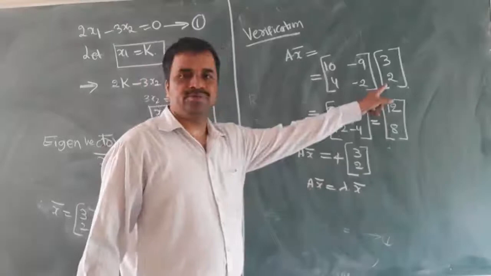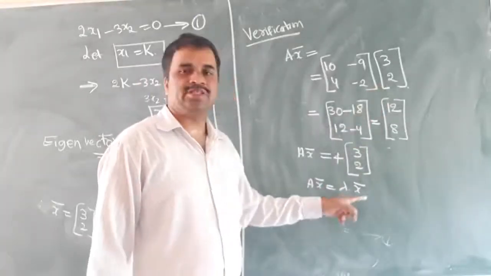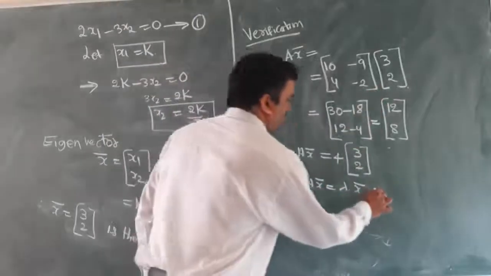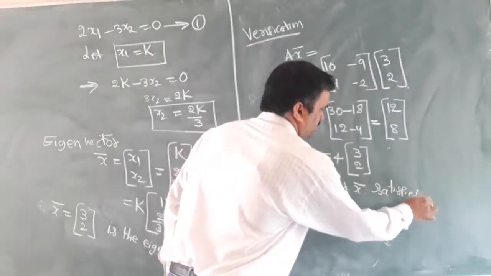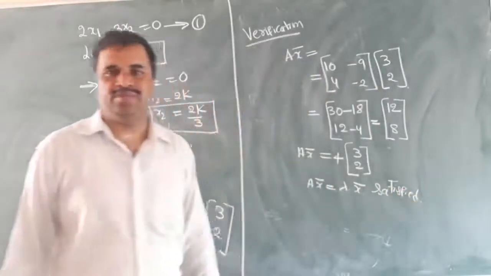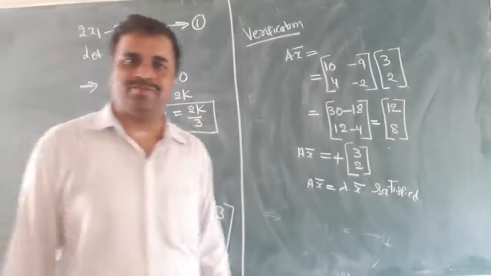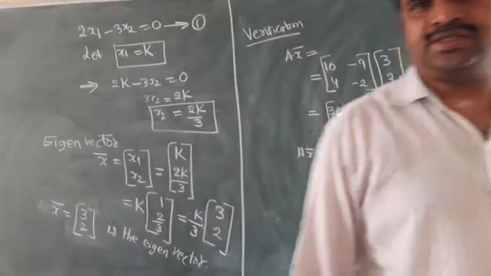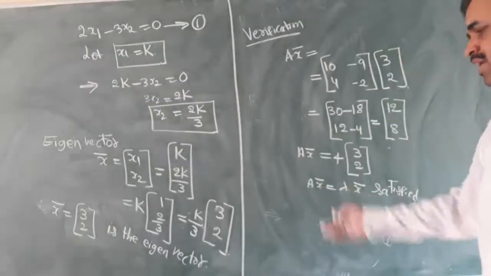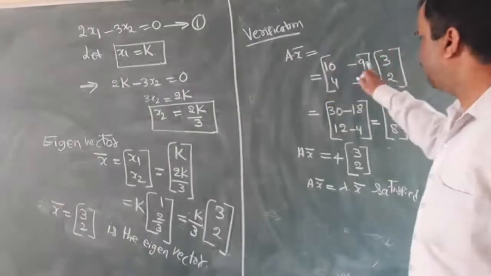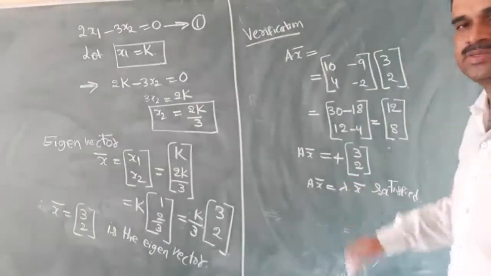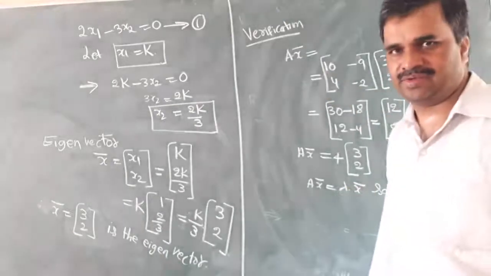X bar is 3. So we got Ax bar equal to lambda x bar satisfied. So the vector which we got is correct. That's all. We can verify like this also, because we know that an eigenvector is nothing but Ax bar equal to lambda x bar. This x bar is known as the eigenvector.